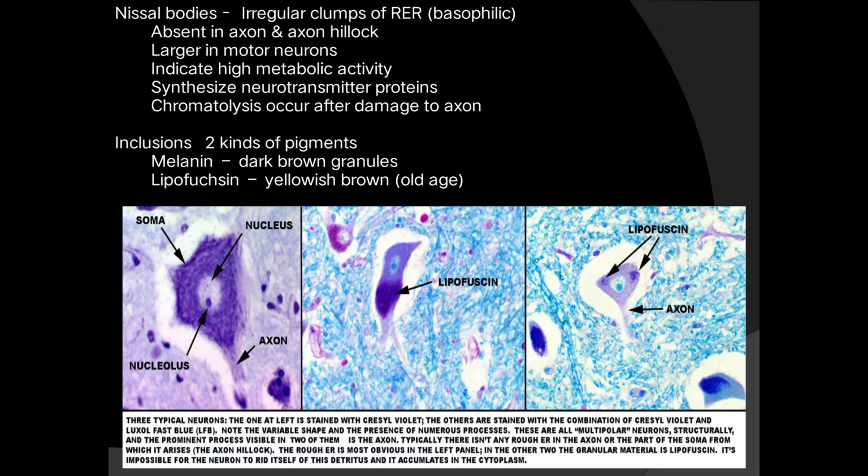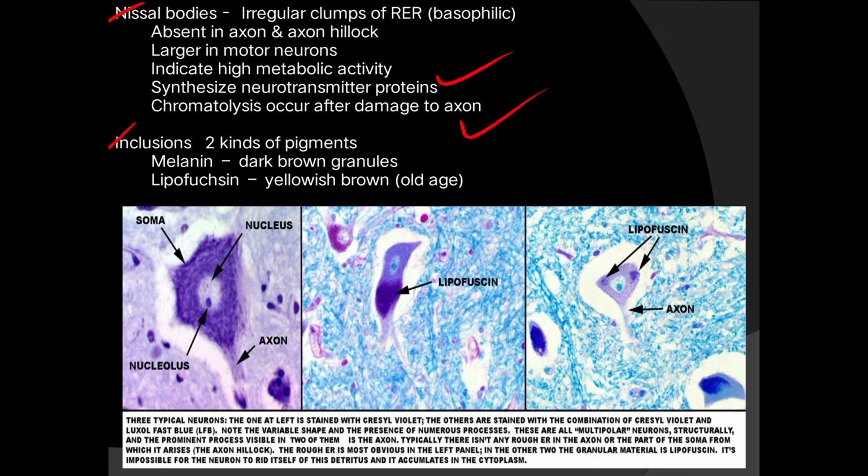So we have to see that in this case, these Nissl bodies are irregular clumps of endoplasmic reticulum, basophilic in nature. So these are the Nissl bodies, absent in the axon and axon hillock, and larger in motor neurons. They indicate high metabolic activity, synthesize neurotransmitter protein, and chromatolysis occurs after damage of the axon.